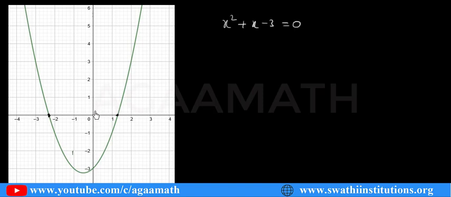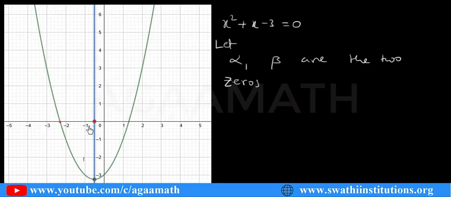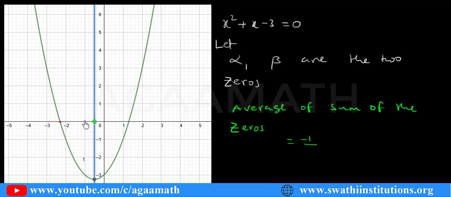Now listen carefully. First, we take the axis of symmetry of the parabola. I am going to show you in the figure how this point is exactly at equal distance from the zeros. So we can say that this is the average of the zeros. What does this mean? It is the average of the sum of the zeros. We know that the sum of the zeros is minus b by a, which is minus 1. The average is minus 1 divided by 2.